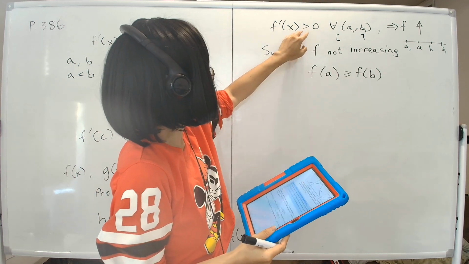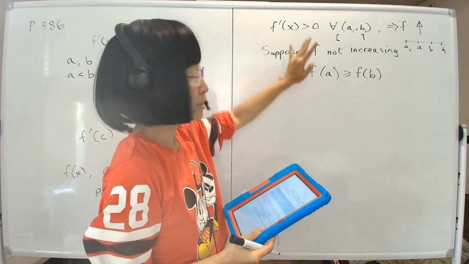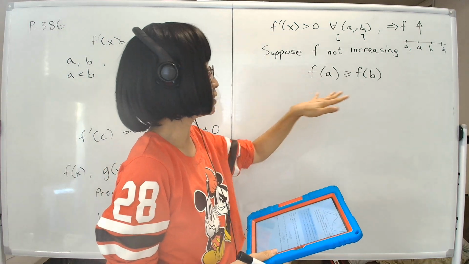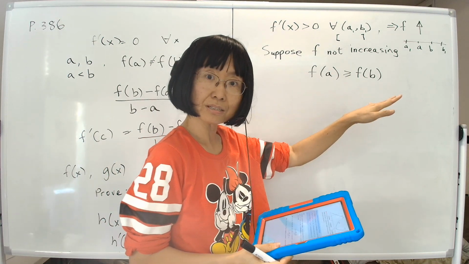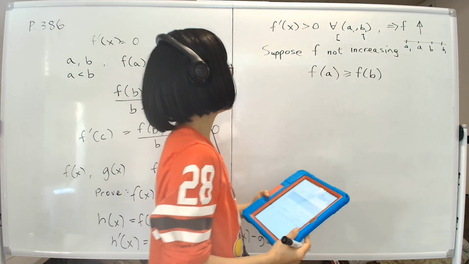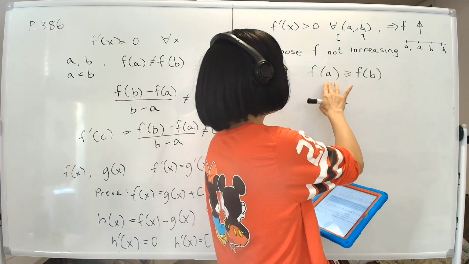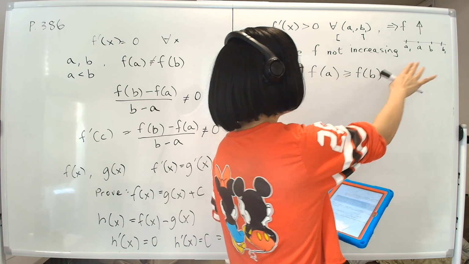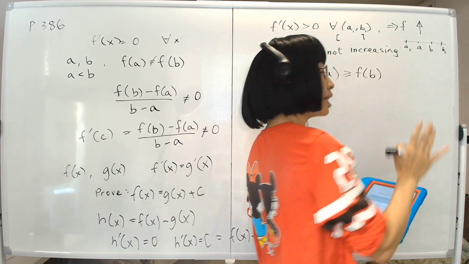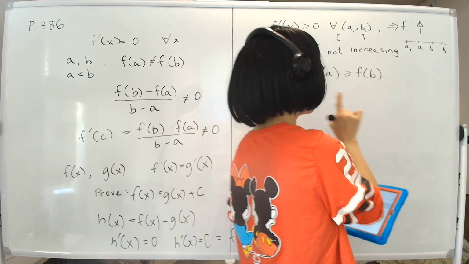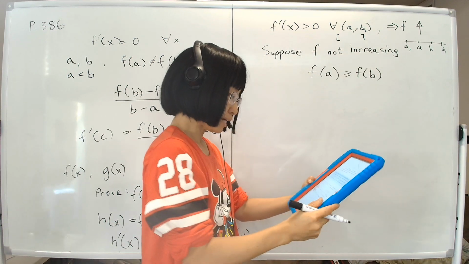Now remember, f prime bigger than 0 means the theorem says that function f is strictly increasing. So there is never even a time that they're the same. It's always going to go up. So let's assume that is not true. Then that means there's a point where f of a is bigger than or equal to f of b. A and b are some points in here that satisfy this condition.